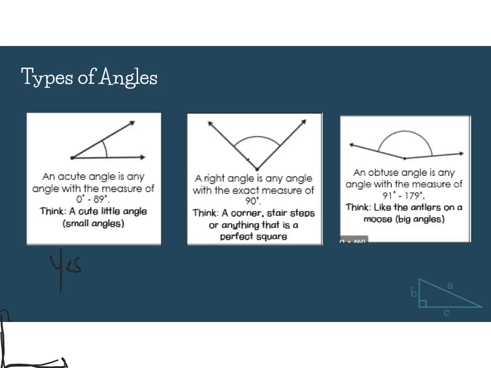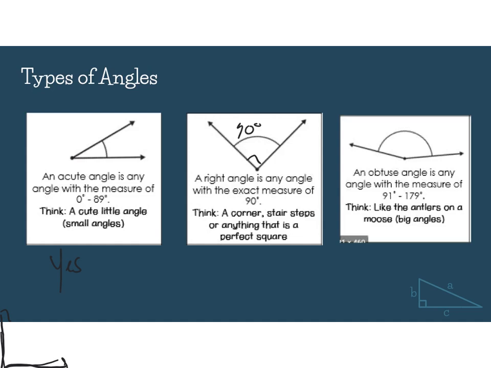The same thing, if it looks exactly like the corner of my screen, or we've got that little box, or it says it's 90 degrees, then we know it's a right angle. Right angles can only be one thing. It can only be 90 degrees. Acute can be many, obtuse can be many.